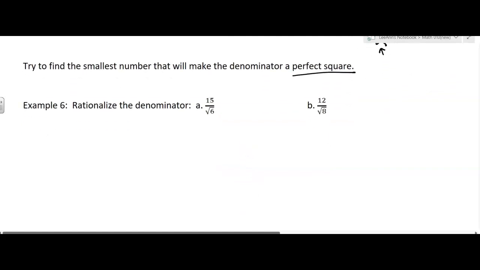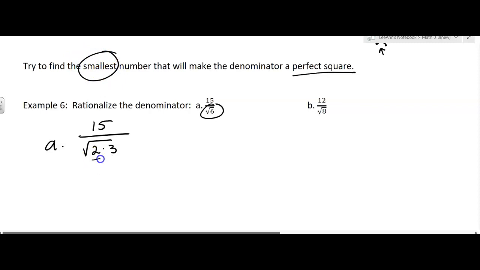We want to rationalize the denominator. So I have a 15 in the numerator, and I have the square root of 6. Now, it might be helpful. You might be saying, well, I'll just multiply by the square root of 6. That's true, but you might want to think of it in terms of factors. 6 is 2 times 3. Now, the reason I say that is because we're trying to find the smallest number. So maybe there's a number smaller. There isn't this time, okay?